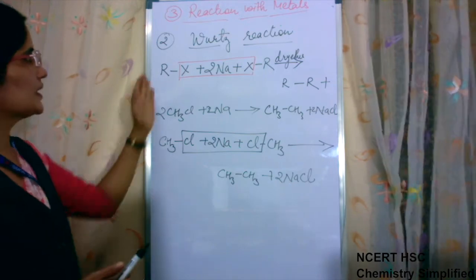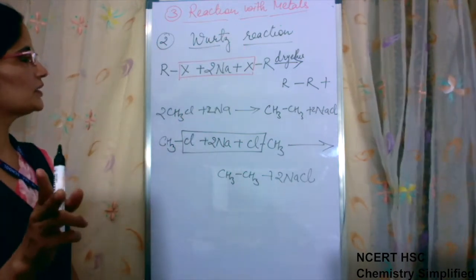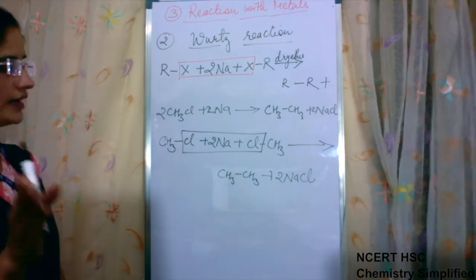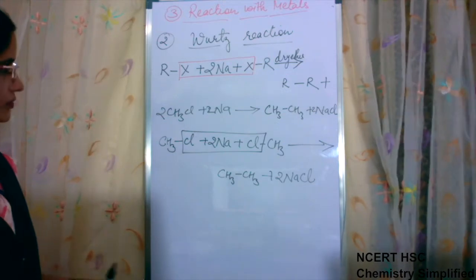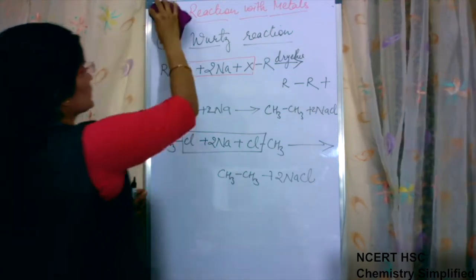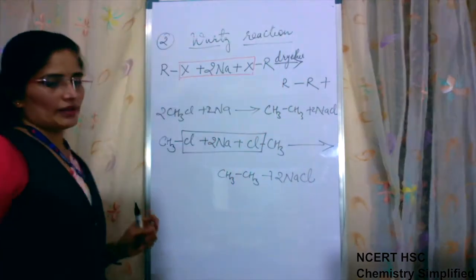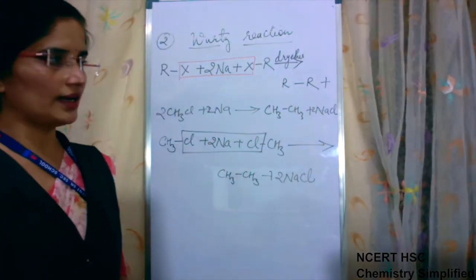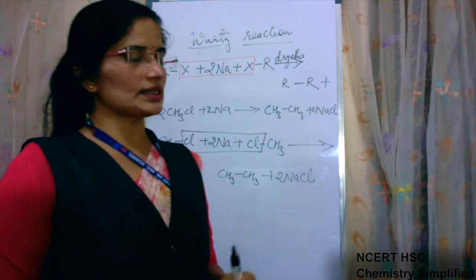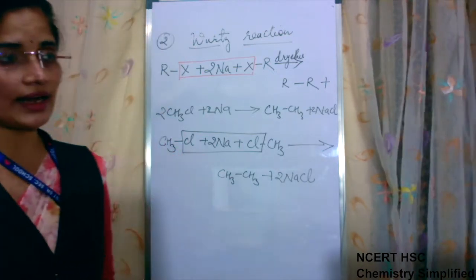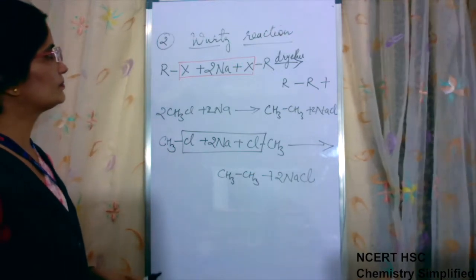Okay, so this is the next method, Wurtz reaction. So we have two reactions of alkyl halides with metals. So these are all chemical properties of alkyl halides. Till now we have not discussed chemical properties of aryl halides or haloarenes.